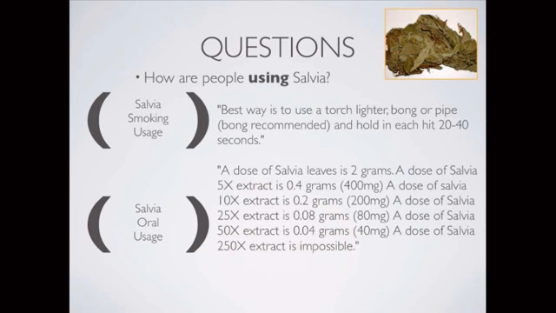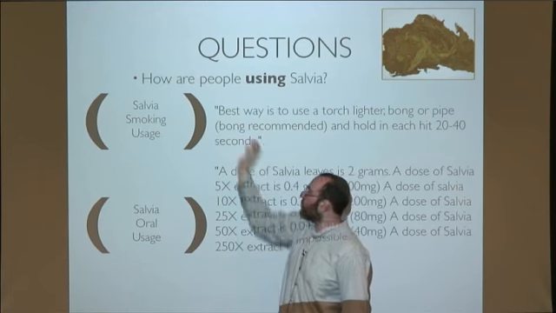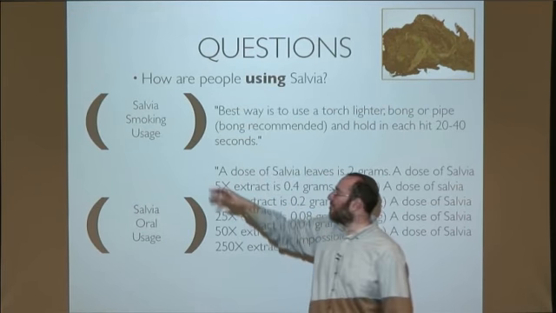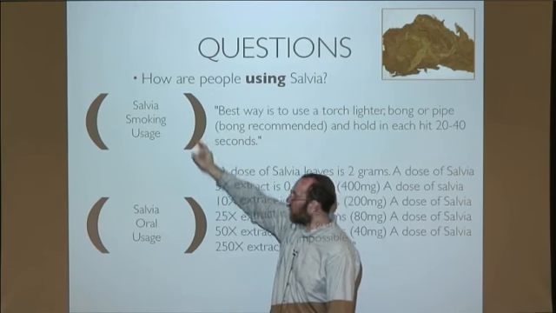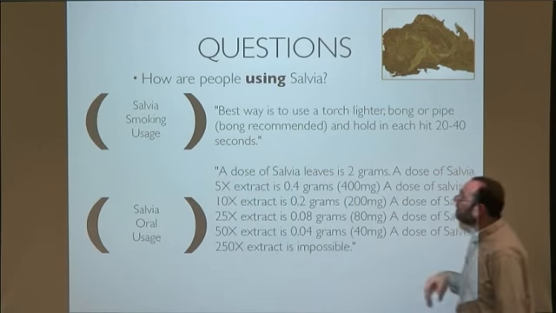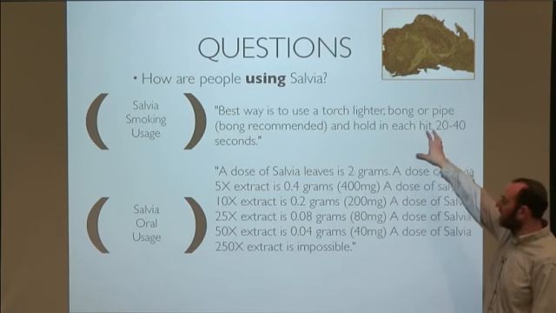So what we looked at, for example, is how people are using salvia. So salvia smoking uses and salvia oral usage. So these two sentences are best reflective of these two tuples, and they only differ in that this one will be smoking and this one will be oral. And here's what we get. The best way is to use a torchlight or bong or pipe, bong recommended, not my recommendation, that's the site, and hold in each hit 20 to 40 seconds. So it's clear it's about smoking salvia.